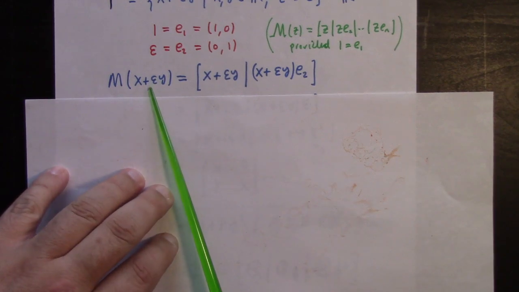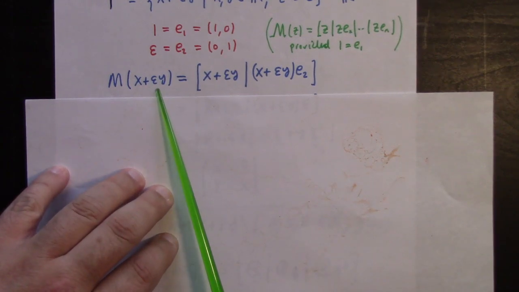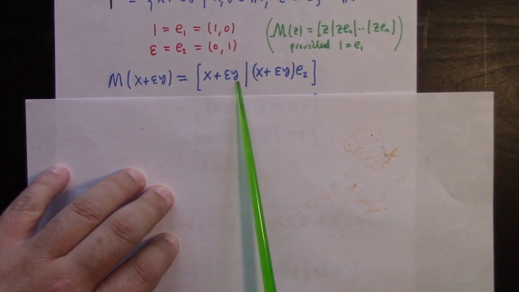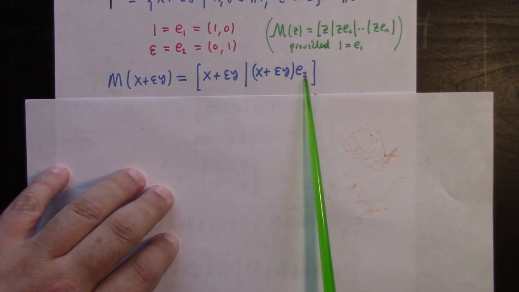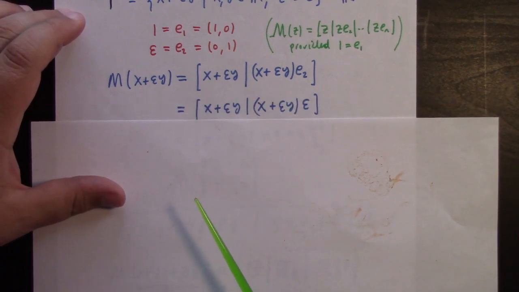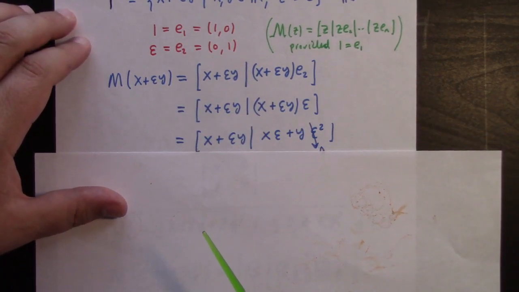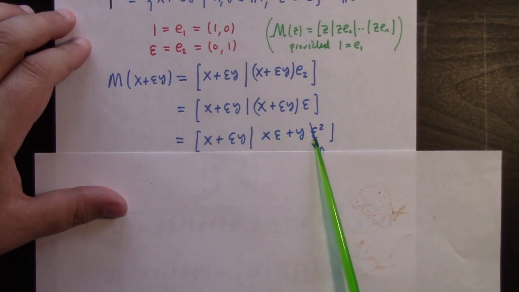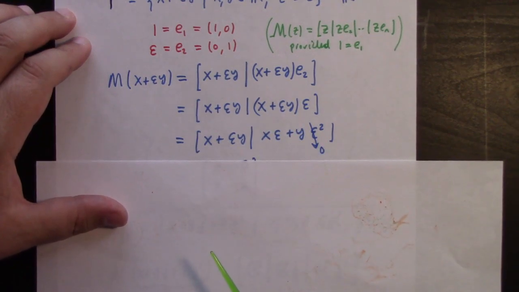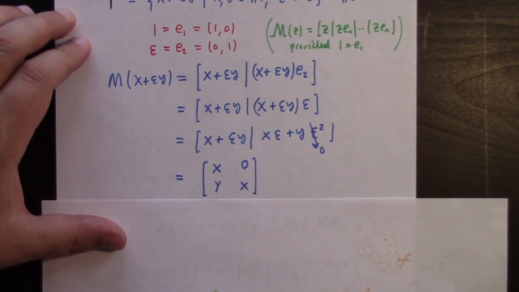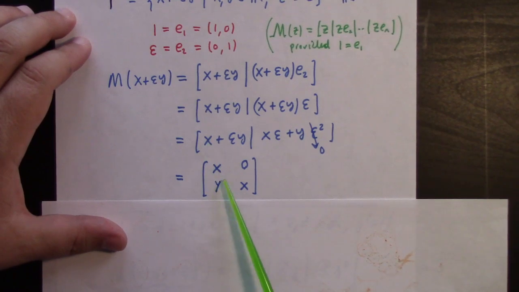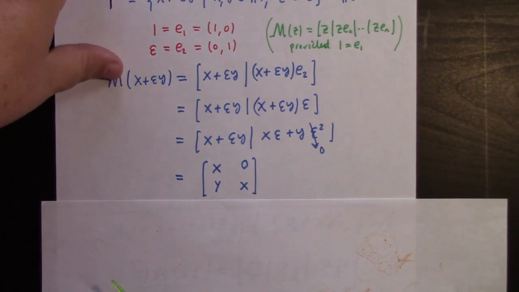The matrix representation representing x plus epsilon y is x plus epsilon y, then x plus epsilon y times E2. But again, E2 is epsilon, so I do that. Multiply that out, x epsilon, y epsilon squared, but epsilon squared is 0. So lo and behold, it's this matrix, x, y, 0, x, which is what I have in the notes.